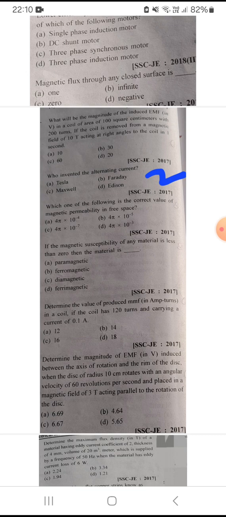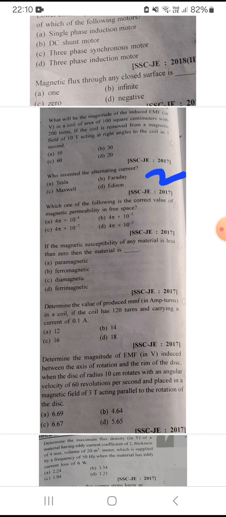If the magnetic susceptibility of any material is less than 0, then the material is option C, that is diamagnetic. And next, determine the value of the produced MMF in ampere turns in a coil if the coil has 120 turns and carrying a current of 0.1 ampere. So option A is the right answer. Here N is equal to 120, I is equal to 0.1 ampere, MMF is equal to N into I, that is 120 into 0.1 is equal to 12 ampere turn.